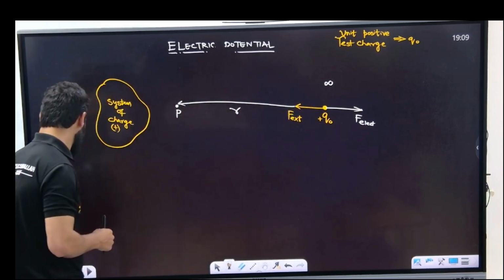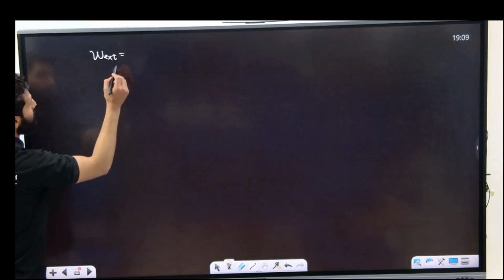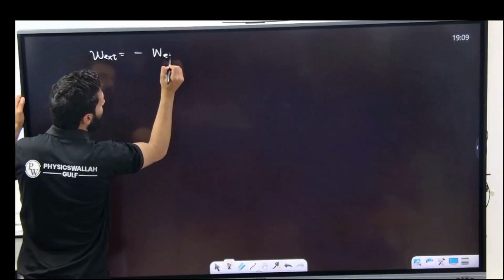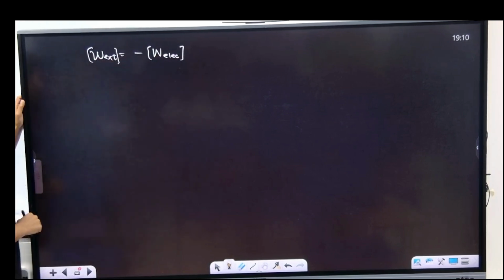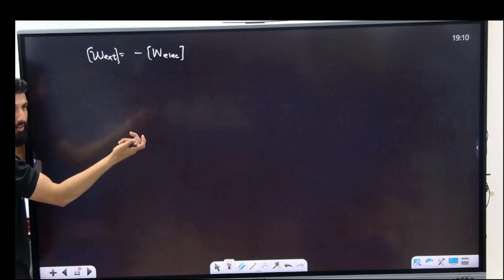So I can say one thing: the work done by the external force will be the negative of the work done by the electrostatic force. Clear? Now, how do I define potential? Not potential energy. Whatever work I did against the electrostatic force will be stored as potential energy. If I find the value of this work done, I will get potential energy.